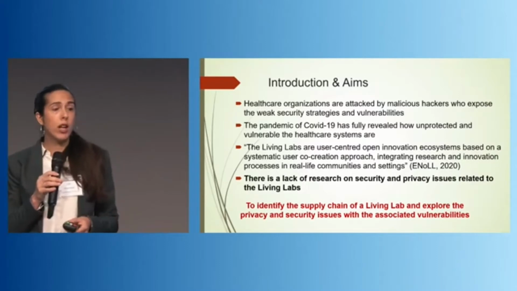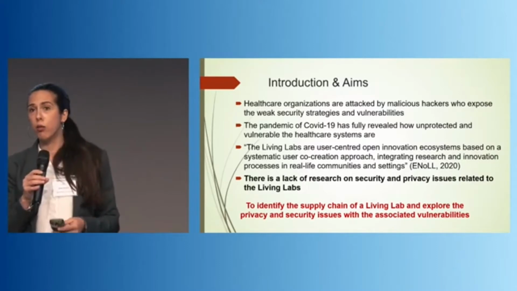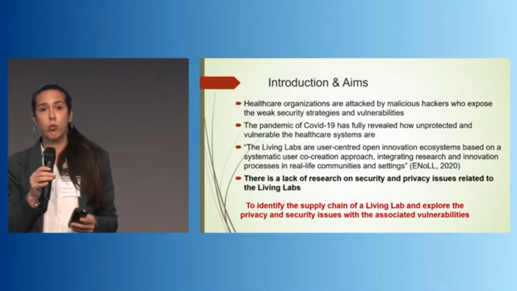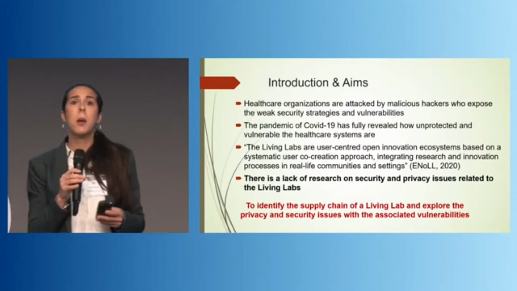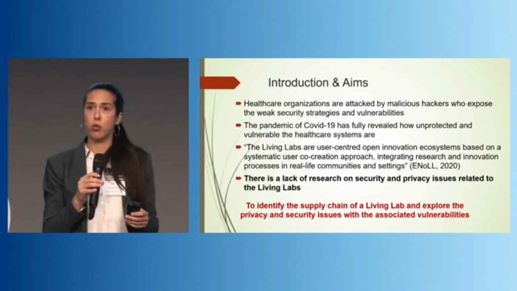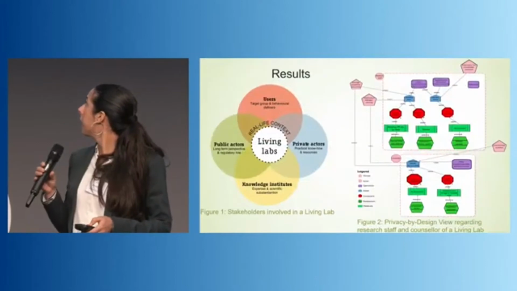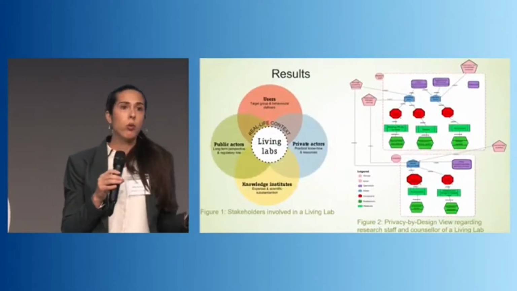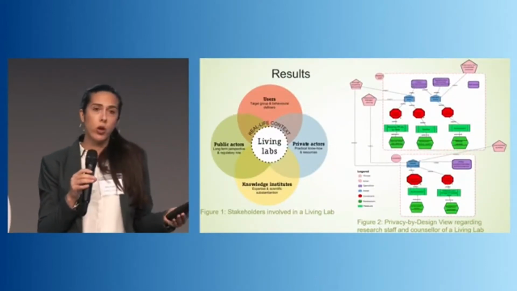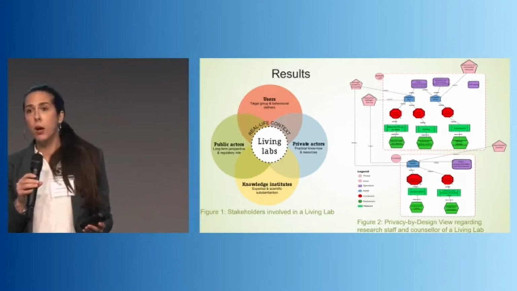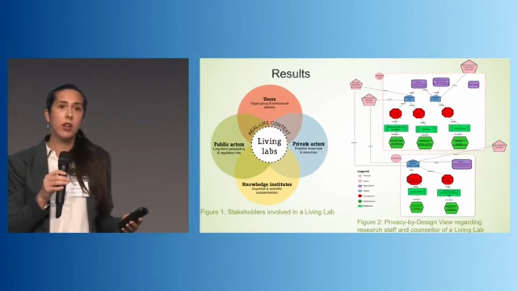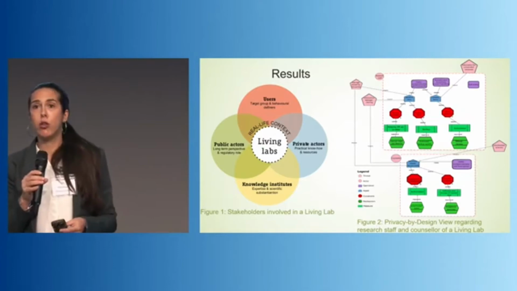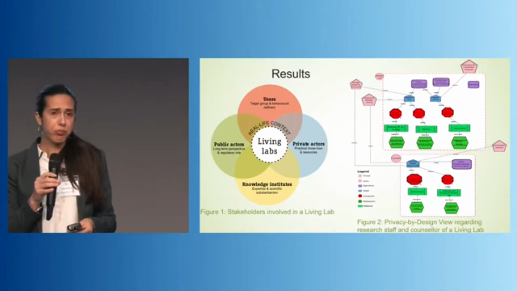The methodology and analysis that we used for this research was the privacy by design tool Secure Tropos. So, as we well know, when we talk about supply chain, we mean a web of interconnected assets, processes, and stakeholders used to provide a service.